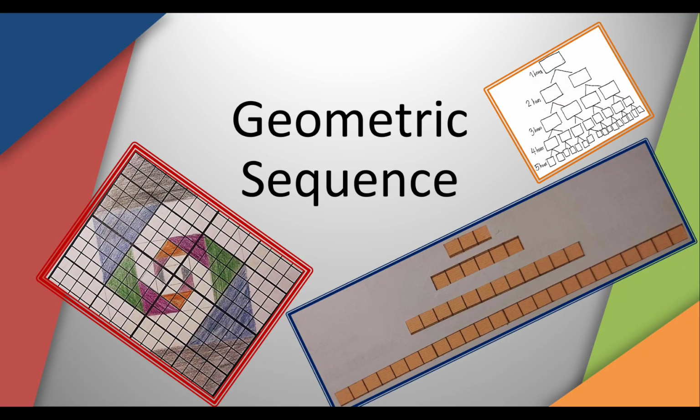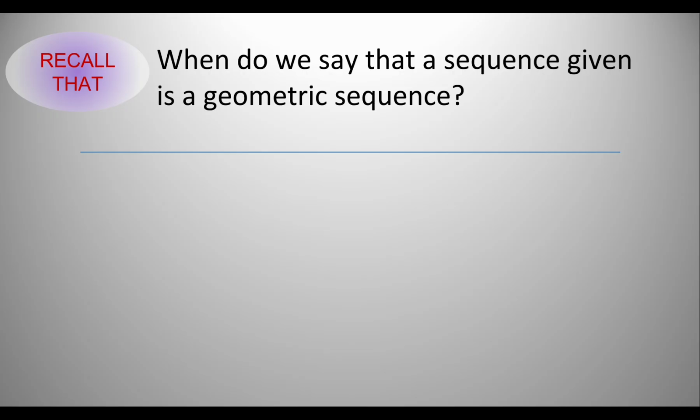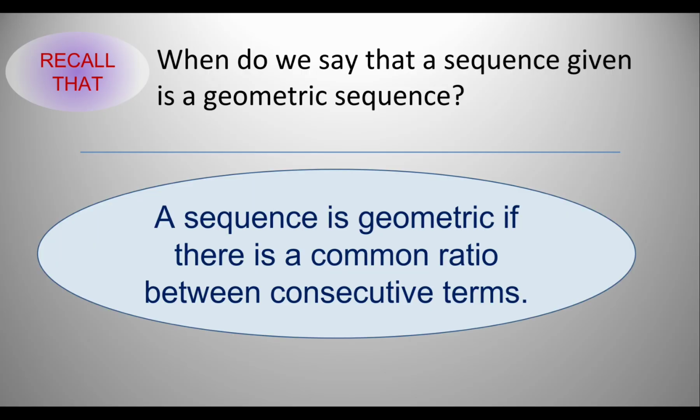Good day. Our discussion has something to do with the geometric sequence, concentrating on the common ratio and making use of the formula. Again, let's recall, when do we say that a sequence given is a geometric sequence? Let us remember, a sequence is geometric if there is a common ratio between consecutive terms. And when we say common ratio, that would mean to say we divide the current term by the previous term. There is a constant number as a result.